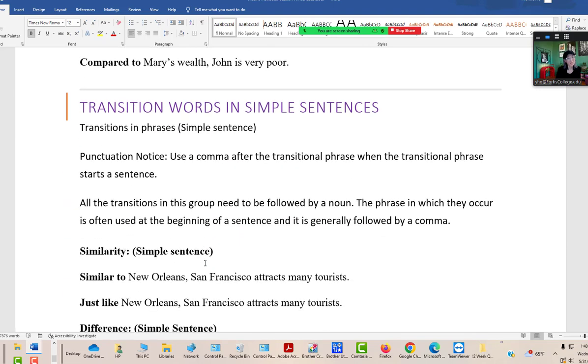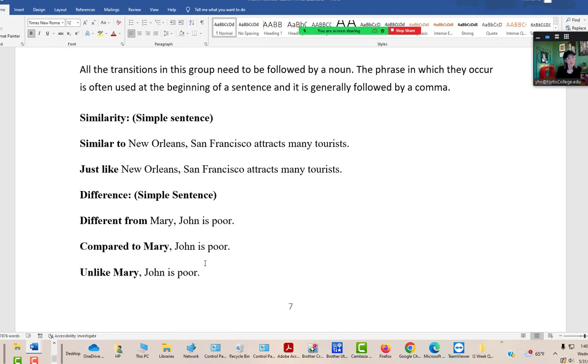And here you have transition words in simple sentences. All of these transition words are simple sentences. And here, the simple sentence talks about things that are the same. Similar to New Orleans, San Francisco attracts many tourists. Just like New Orleans, San Francisco attracts many tourists. Here you have simple sentences, because a simple sentence means that you have an introductory phrase, then you have subject, verb, object. Introductory phrase, subject, verb, object. So that is a simple sentence.